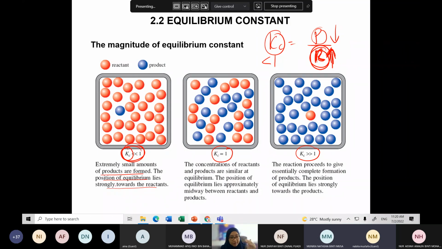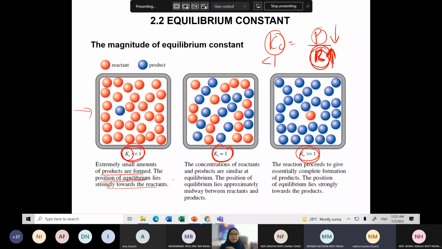Maksudnya soalan favorite dia adalah the position of equilibrium. You must be able to describe in terms of position at equilibrium. The product is small. Kenapa dia punya concentration of product is smaller? Because the position of equilibrium, direction of equilibrium is favoring to the left. Left maksudnya dia suka pergi dekat reactant. Dia produce more reactant instead of pergi ke kanan. Okay? Faham tak? Kalau you faham yang tu, then KC is equal to 1, KC is more than 1, you patut faham lah kalau you faham this concept.